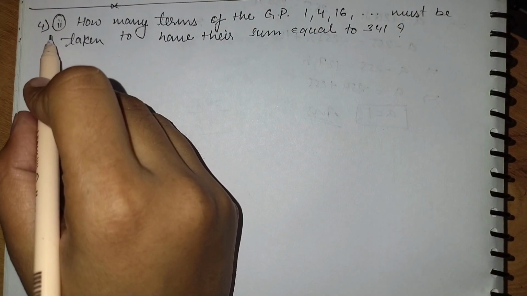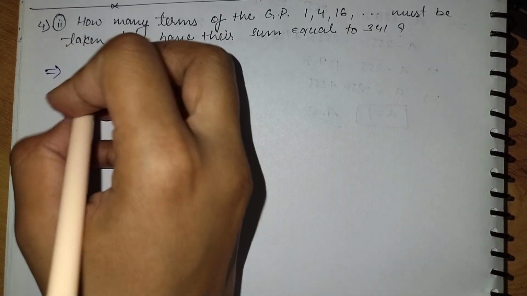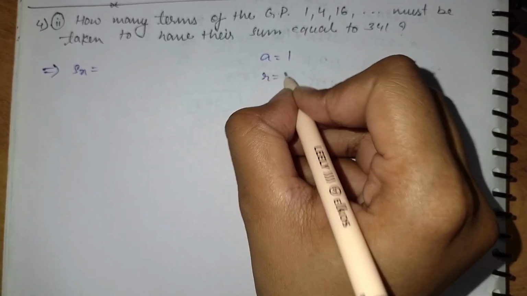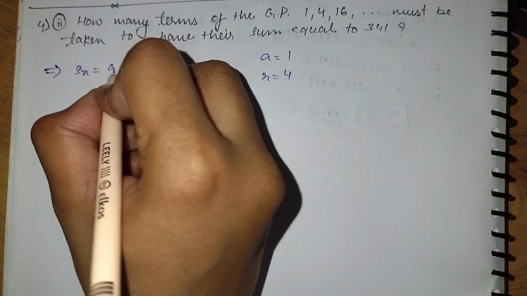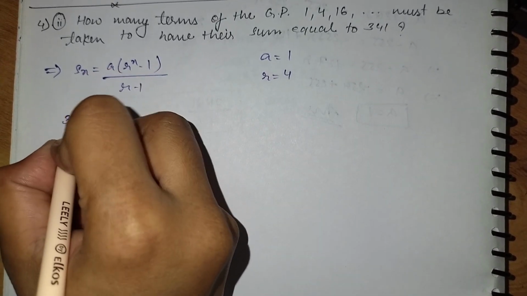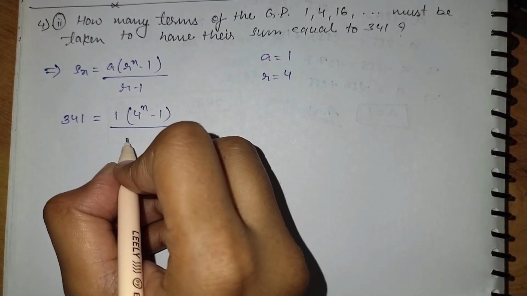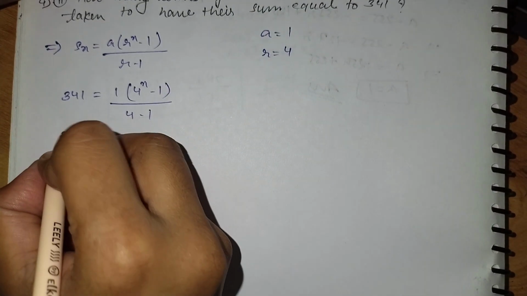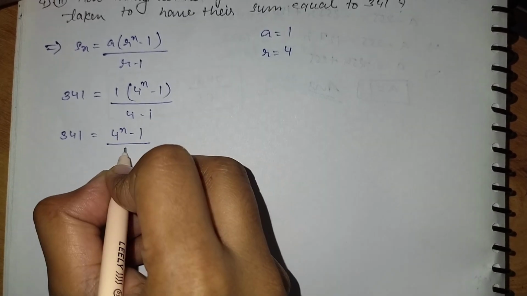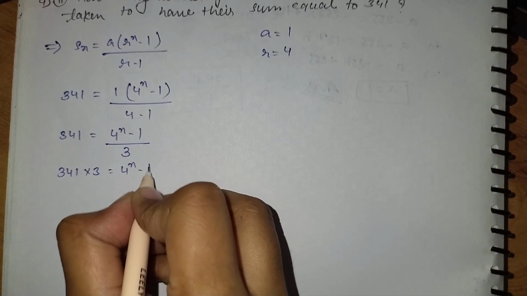Now let us solve question number 4, second part. How many terms of the GP must be taken to have their sum equal to 341? So again, the same formula if we apply. First term is 1, r is 4, so we can write a(r^n - 1)/(r - 1) to find this. Sum is 341, first term is 1, r is 4^n, we have to find n in this question. 4 - 1, so that will become 341 equal to (4^n - 1)/3. So 341 into 3 equal to 4^n - 1.